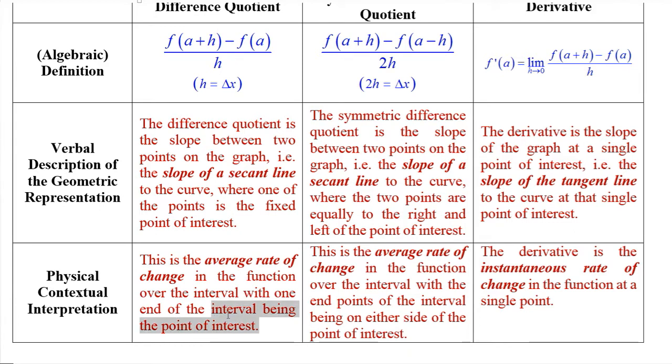This interval over here on the difference quotient, one interval is our point of interest where, you know, x equals a is one endpoint. Over here, the x's of the endpoints of our interval are both equally to the left and right of our point of interest. They go from a minus h to a plus h for the x values. So these are average rates of change here for both the difference quotient and the symmetric difference quotient.